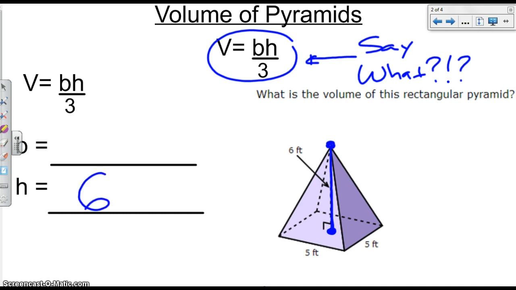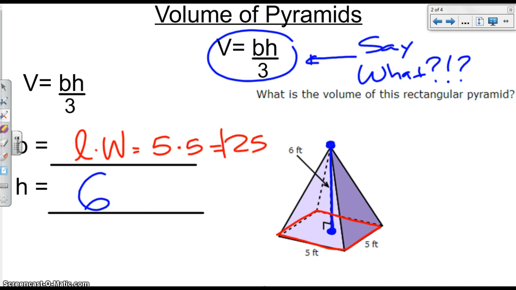And now what is B? Well, B has always been the area of the base. That hasn't changed. And since our base is a square, we're going to do length times width. That's been the area formula the whole time through all these problems. And so we know we've got 5 times 5, which gives us 25.